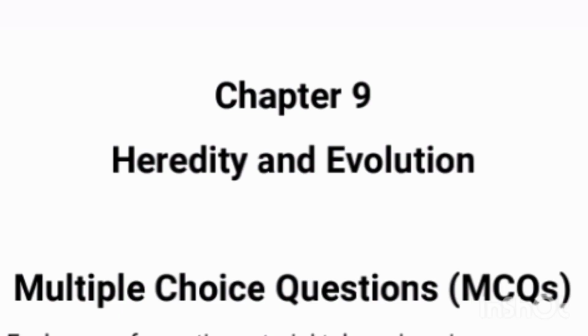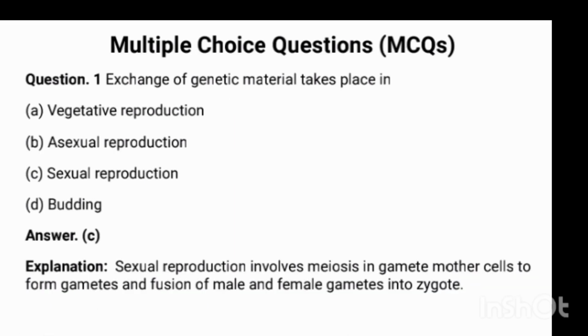Chapter 9. Heredity and Evolution. Multiple choice questions, MCQs. Question 1. Exchange of genetic material takes place in. Answer. C. Sexual reproduction. Explanation. Sexual reproduction involves meiosis in gamete mother cells to form gametes and fusion of male and female gametes into zygote.